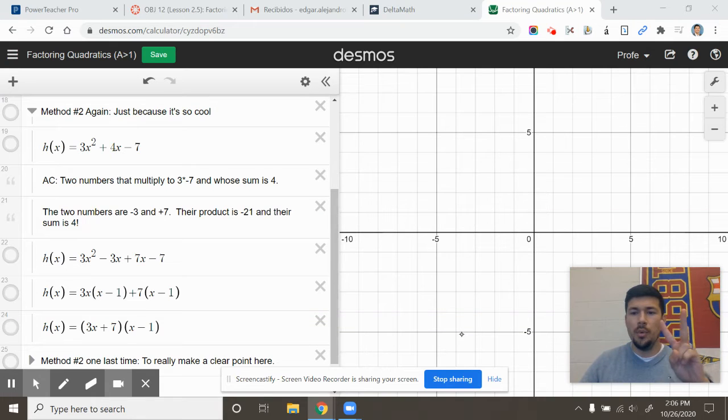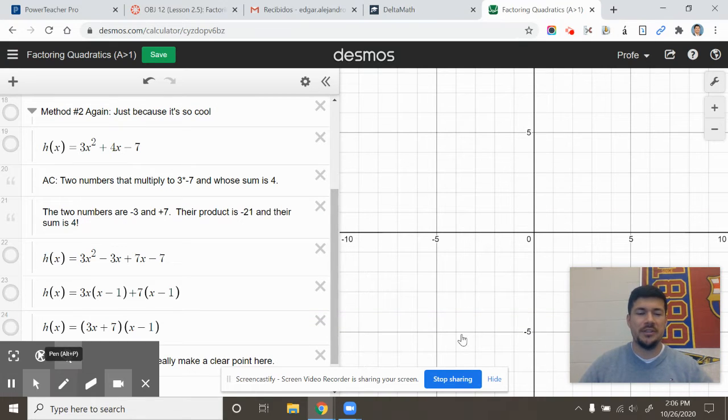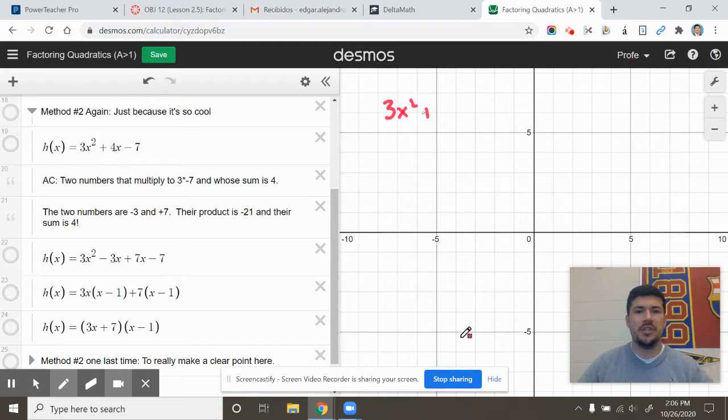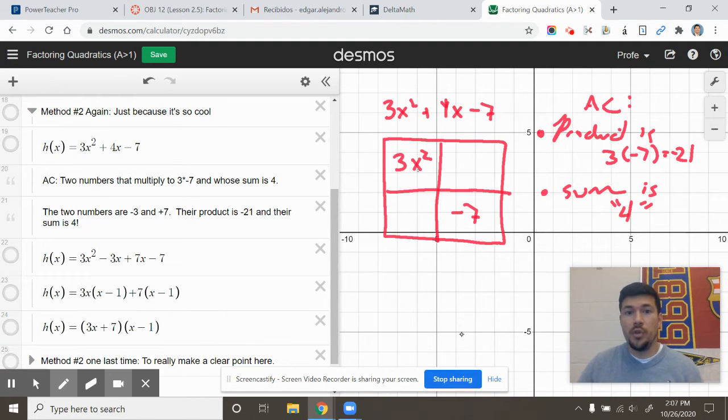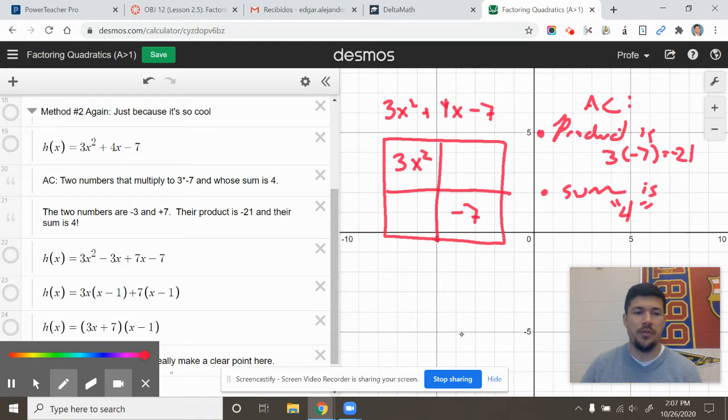All right, guys, two more examples with the AC method just because I think it's so cool. We're going to start with 3x squared plus 4x minus 7, and I am going to pause to copy the problem down. All right, so we know 3x squared is our leading term. We know negative 7 is our y-intercept, and we are looking desperately for these numbers.